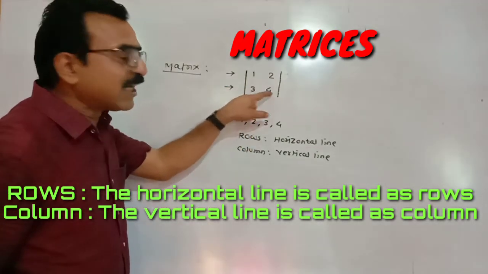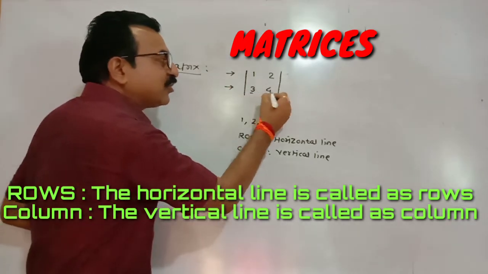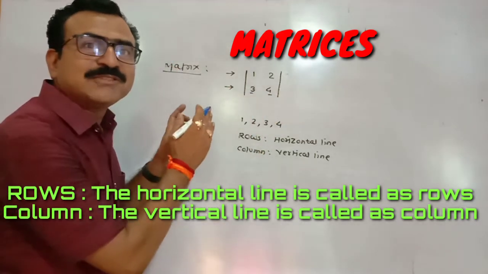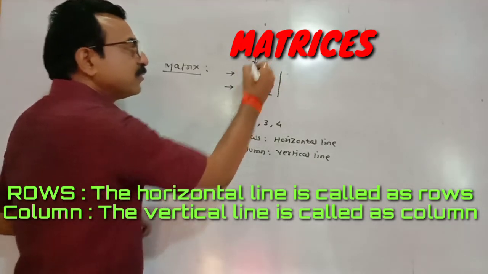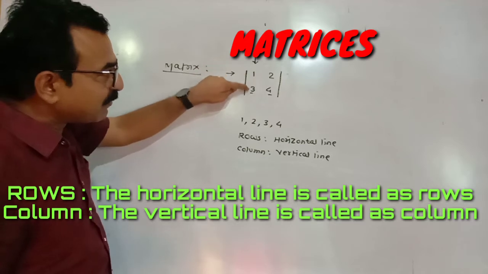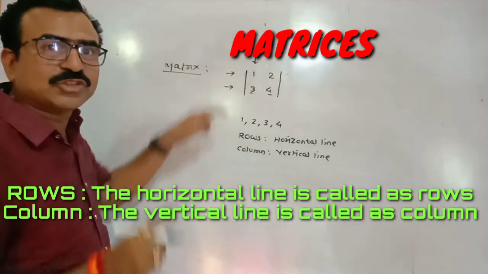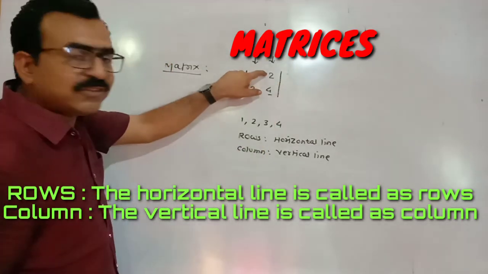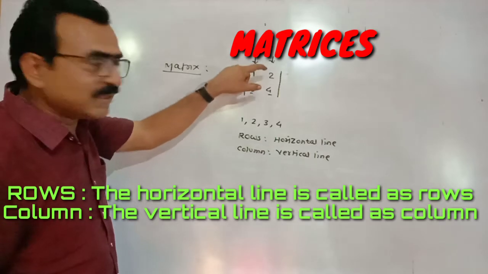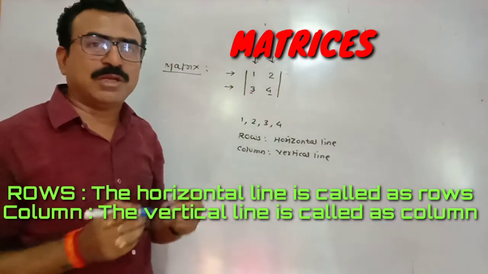This is the second horizontal line that has these 2 elements, 3 and 4, so it is called the second row. Understood? This is the first vertical line that has 2 elements, 1 and 3. This is called the first column. This is the second vertical line that has 2 elements, 2 and 4. This is called the second column.